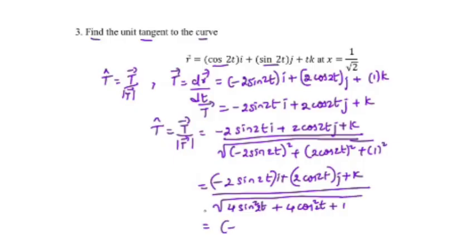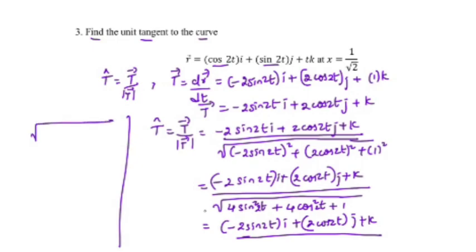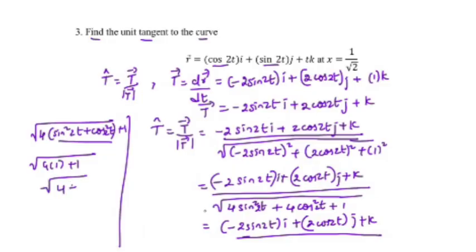If you take common, it will become minus 2 sin 2t i plus 2 cos 2t j plus k divided by, we can simplify this here. That will be root of 4. If I take common, it will become sin square 2t plus cos square 2t plus 1. By using the identity sin square t plus cos square t is 1, it will become root 4 into 1 plus 1, that will be root of 4 plus 1, that will be root 5. So this will become root 5. That is your T cap, the unit tangent vector to the curve.